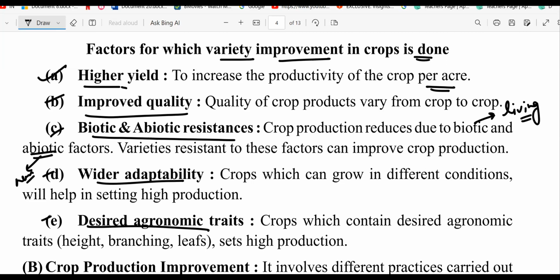Should be grown accordingly. Desired agronomic traits means height, branching, and leaves that set high production. For example, if we need a large number of leaves, the plant should give a large number of leaves. If we need more branching, the plants should bear more branching. If we need small height, it should have a small height. If we need large height, it should be a large height. So depending on the need that we require, our plant should be according to that type.